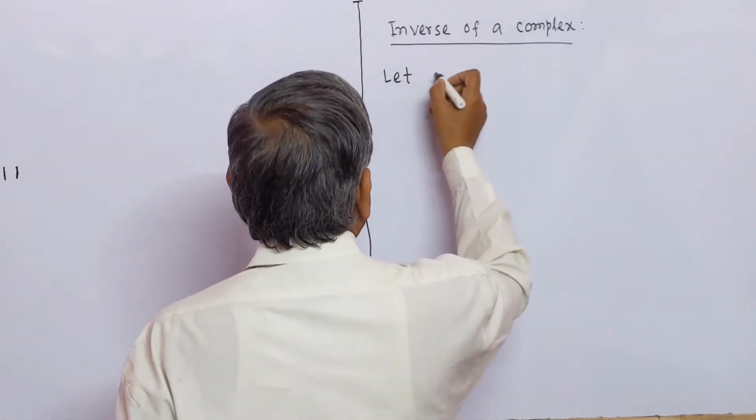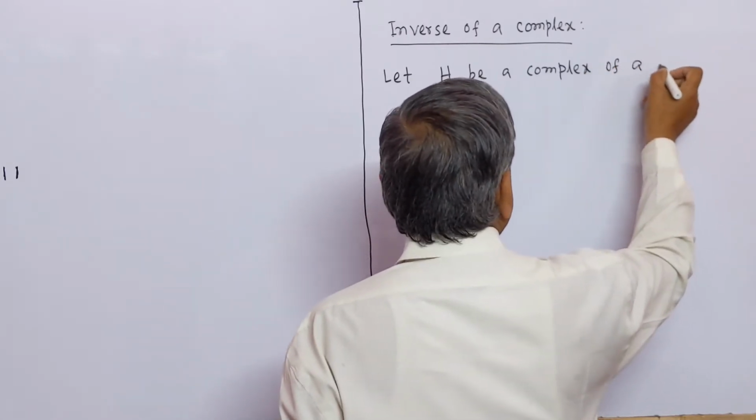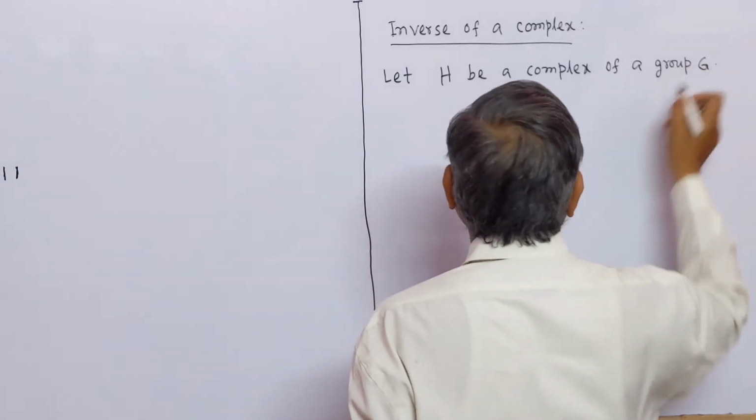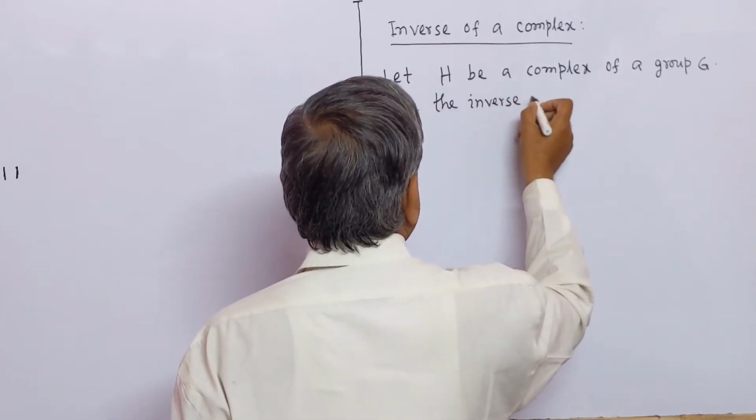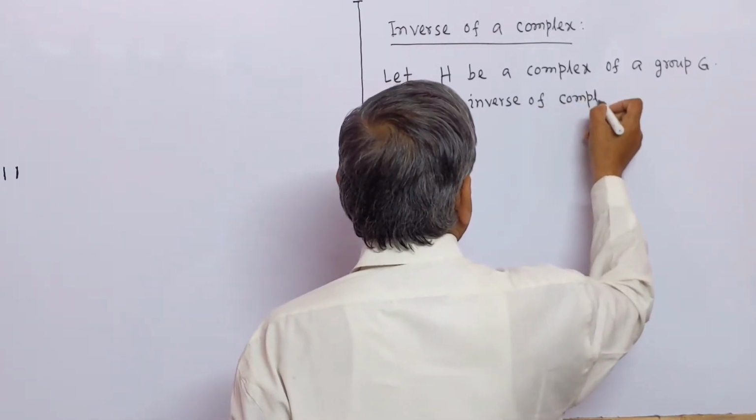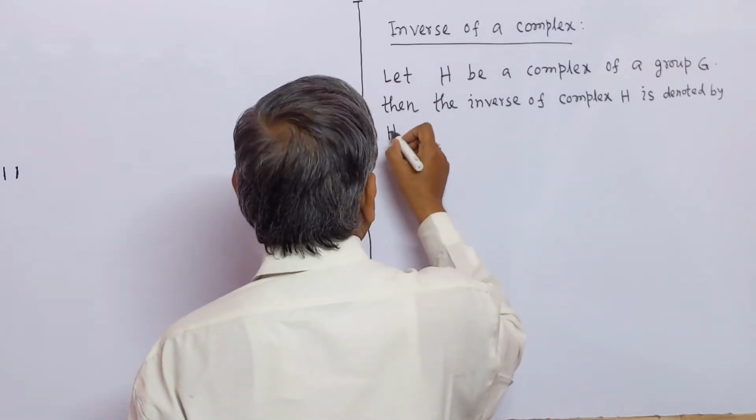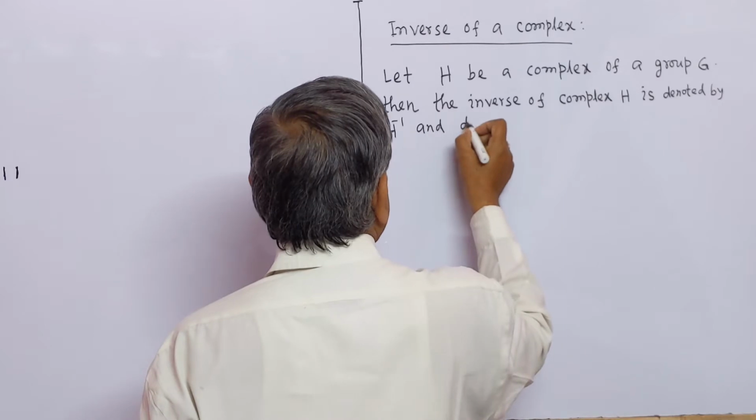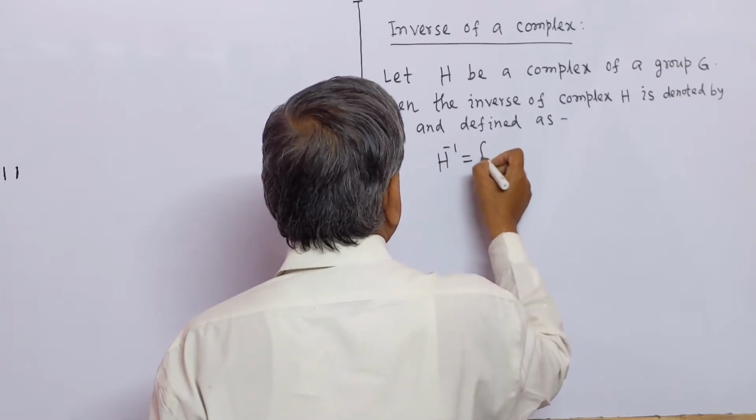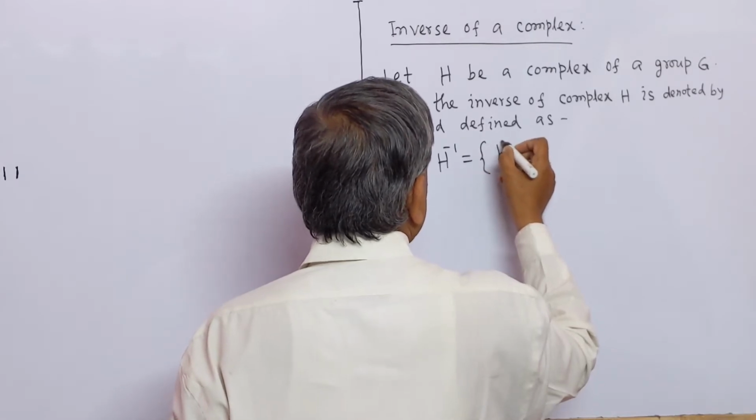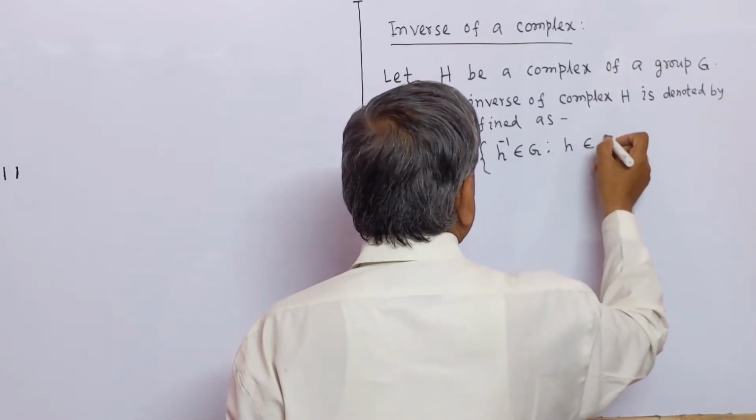Now we define inverse of a complex. Let H be a complex of a group G. Then the inverse of complex H is denoted by H inverse and defined as H inverse equal to a set containing elements small h inverse belongs to G such that small h belongs to complex H.